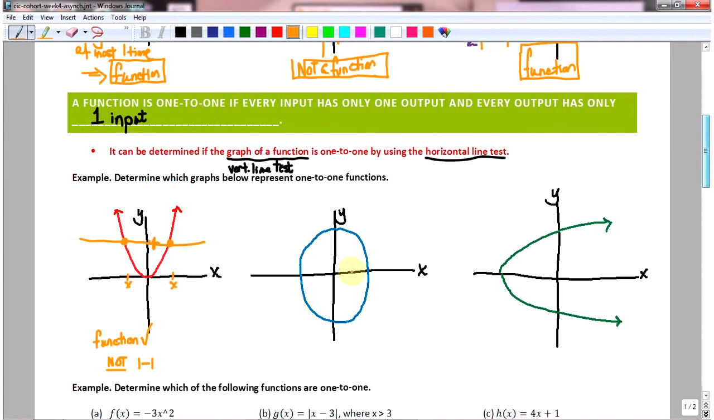Okay, looking at the second graph, we already know that it's not a function, therefore it's not one-to-one. Okay, well, if I look at the last graph, I can draw a vertical line that crosses more than once. So this graph is not a function, therefore it cannot be a one-to-one function.